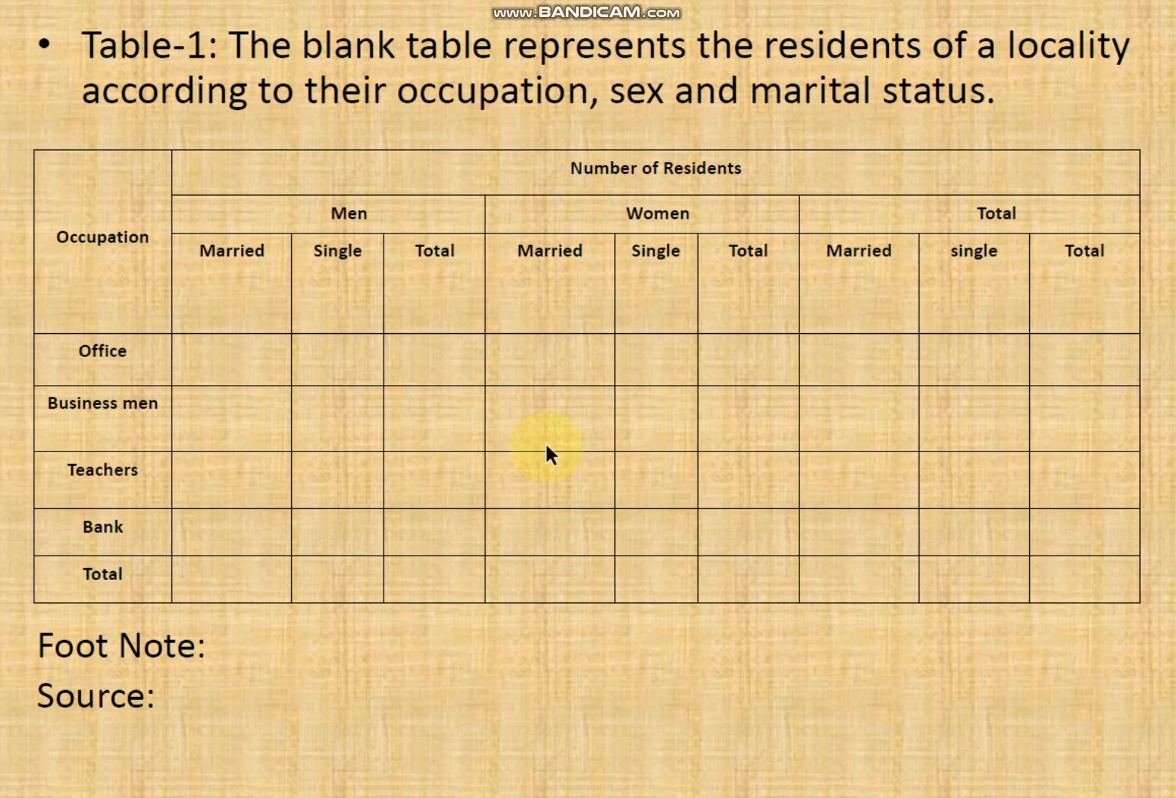So this gives you office, businessmen, teachers, and here this total is of married men, this total is of single men, and this is the overall total of married and single men. So this is the total of men in the given locality. Similarly, this column gives the total of married women, this column gives you the total of single women, and this column together gives you the total of married and single women.